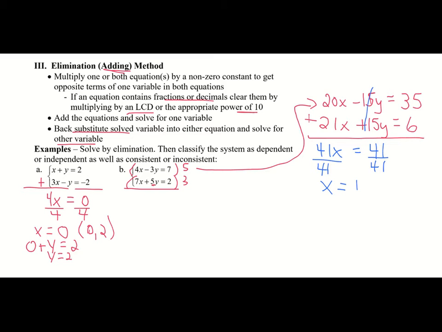So that's nice. And then I'm just going to plug that 1 into one of the equations. I usually go back to the smaller ones, but it doesn't matter. You could go back to the smaller ones, or you can use one of the bigger ones you created.